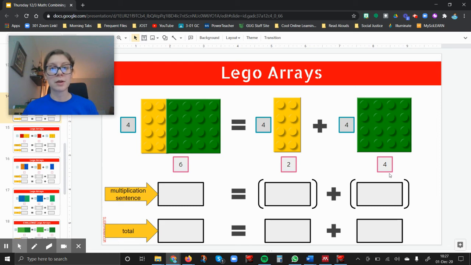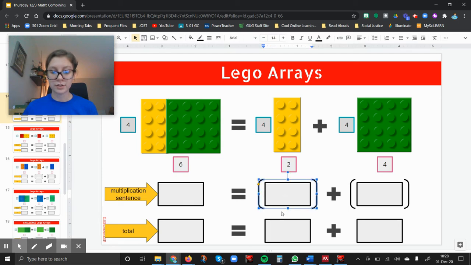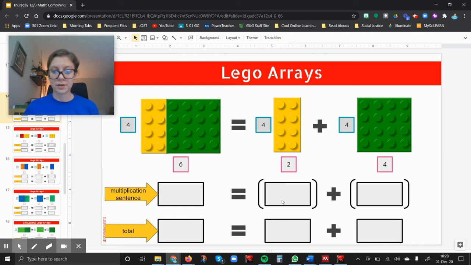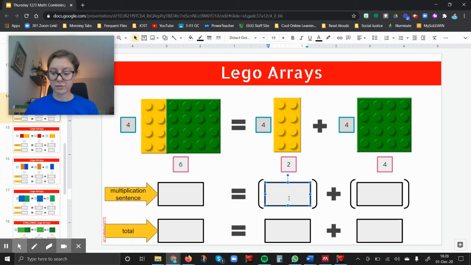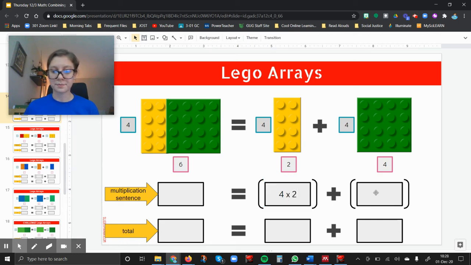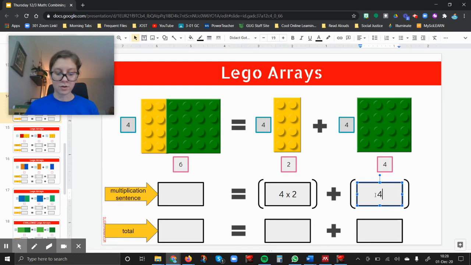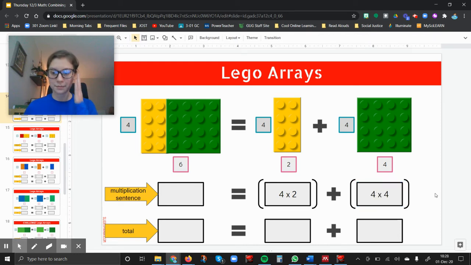So now I'm going to look at my multiplication sentences and fill in my totals. So here for this array, I have 4 and 2. So I'm going to type 4 times 2. That's my multiplication sentence here. Then we have this multiplication sentence. And here we have 4 rows times 4 columns.